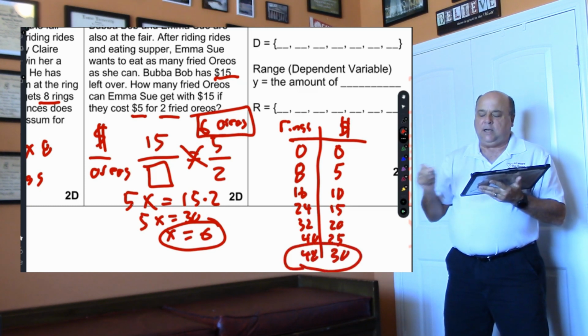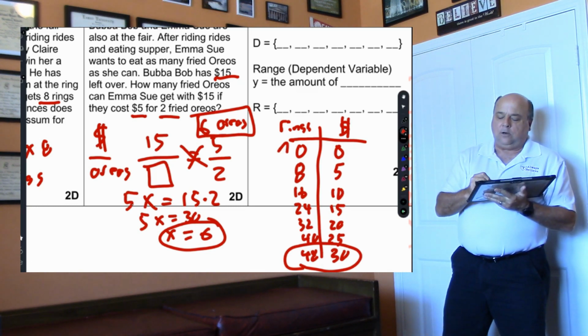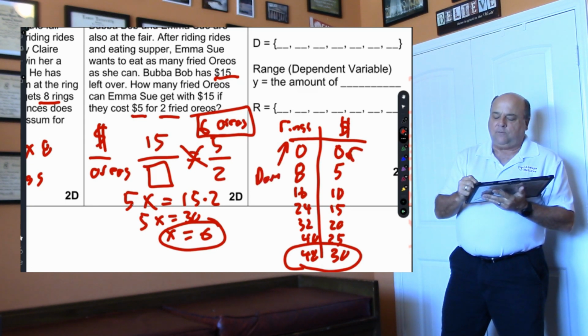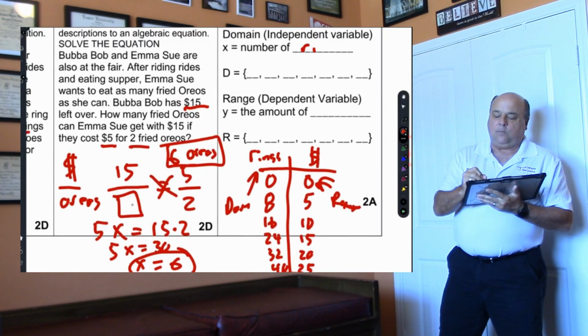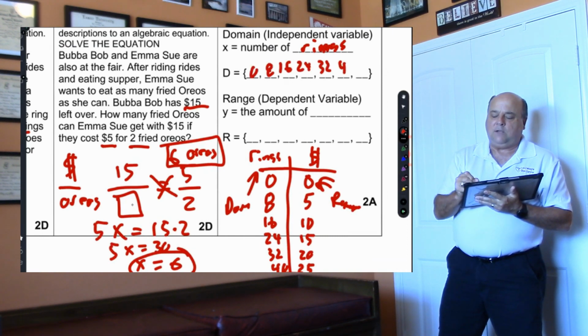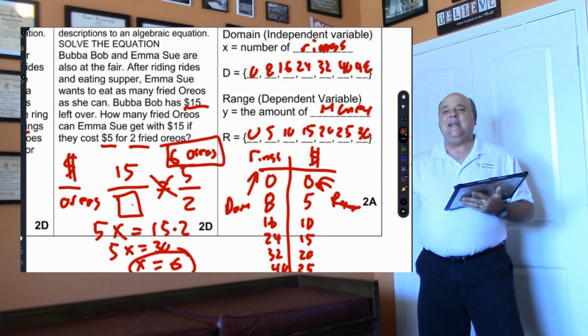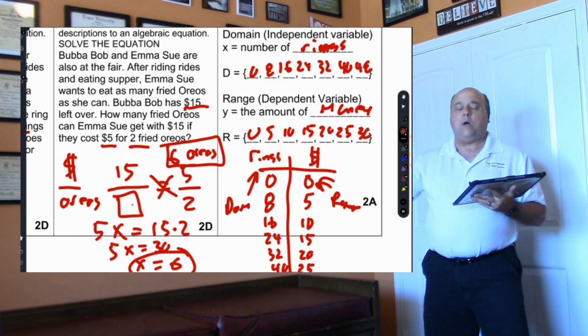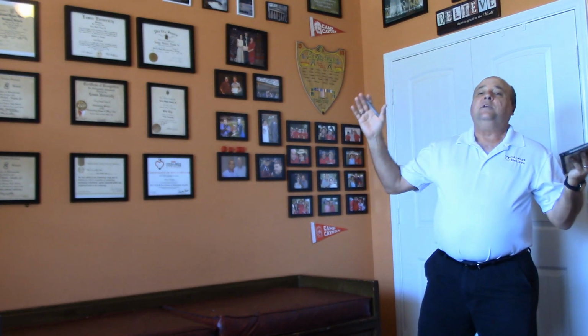But what happens when we get here? We cannot get any more rings because we only have $30. So this right here is going to be my domain. These numbers over here will be my range. So my domain is going to be 0 to 48, the number of rings. And it's going to be 0, 8, 16, 24, 32, 40, 48. And then the money is the range. And it's going to be 0, 5, 10, 15, 20, 25, 30. And remember, you would not connect the dots in this. It would be a discrete function, which is why we have to write out the domain and range in ordered pairs, okay?